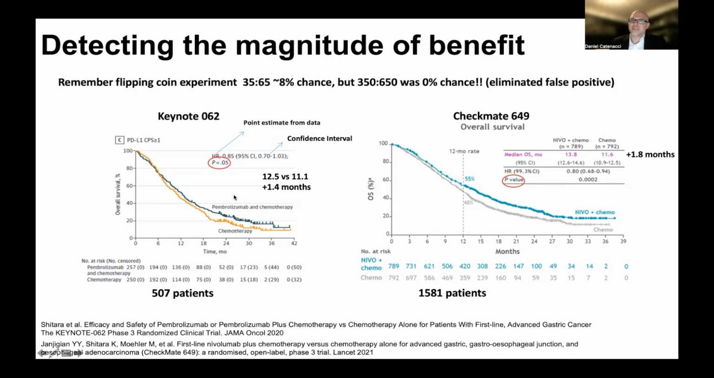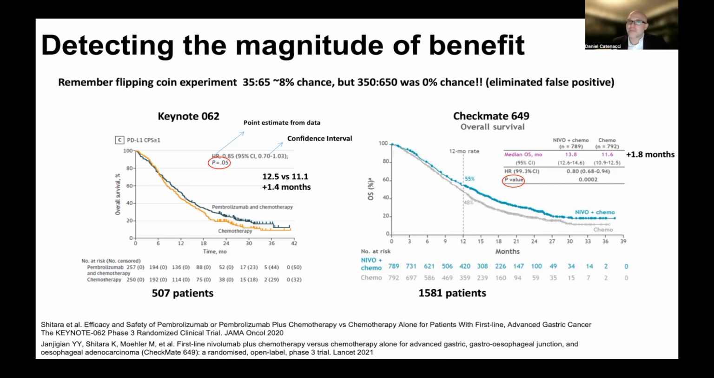What's the difference? I mean, we all understood that these therapies were relatively similar, and the chemotherapy backbones were not that dissimilar. They were 5-FU with platinum backbone. So why? Well, one glaringly obvious difference was the numbers of patients in each of these studies. This Checkmate 649 study was more than 3 times the size in terms of numbers of patients enrolled.